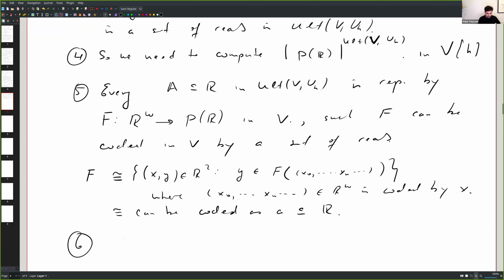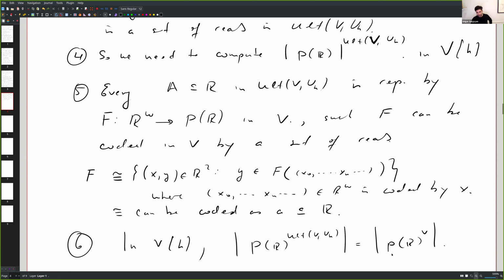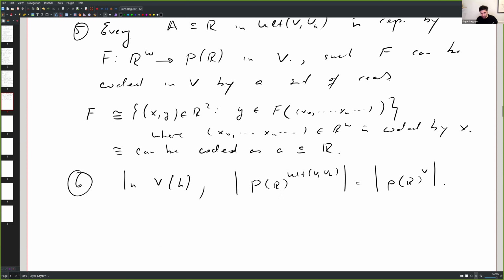So in VH, the cardinality of the power set of reals of the ultra power of V by UH is the same as the cardinality of the power set of reals of V, right? By the way, when I write this, it doesn't mean it's the same reals. The ultra power of V by UH has more reals. So what I mean is you take the reals of the ultra power, you compute all of its subsets, and that is the same as the one in V.